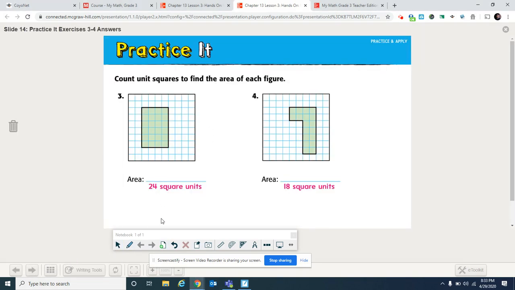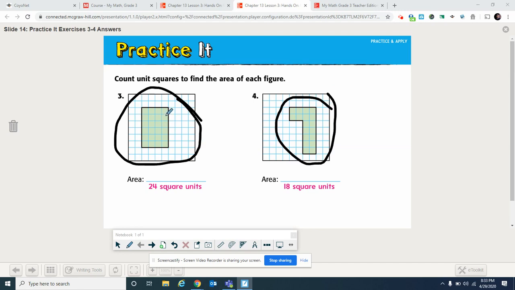The answer for this figure is 24 square units, and for the second figure it is 18 square units. Why? Because we just need to count the squares. All right, so let's do it. 1, 2, 3, 4, 5, 6, 7, 8, 9, 10, 11, 12, 13, 14, 15, 16, 17, 18, 19, 20, 1, 2, 3, 24. So all in all, we got 24 square units.